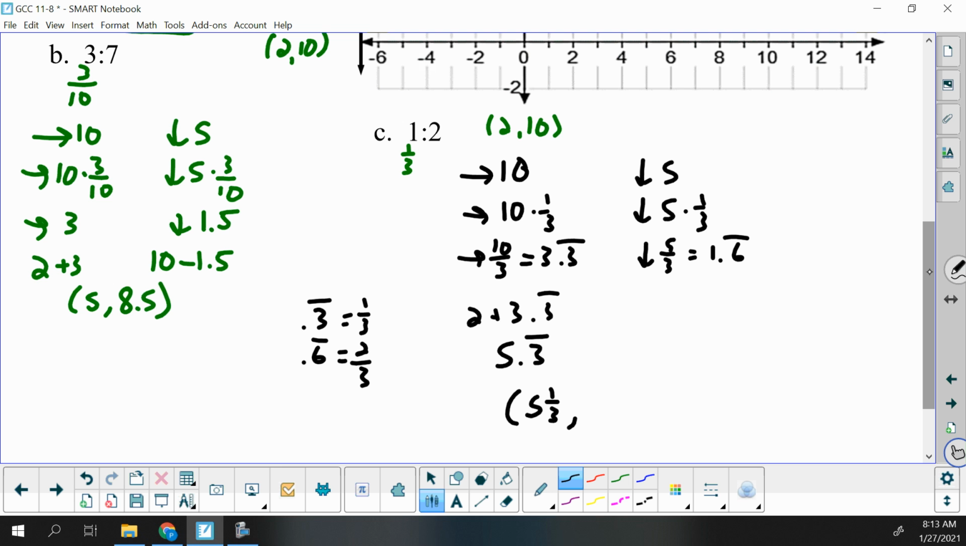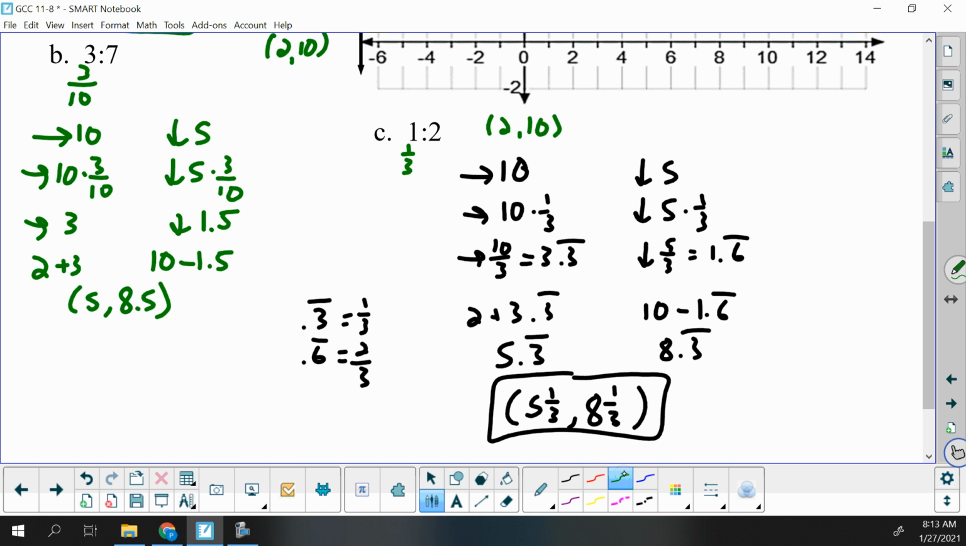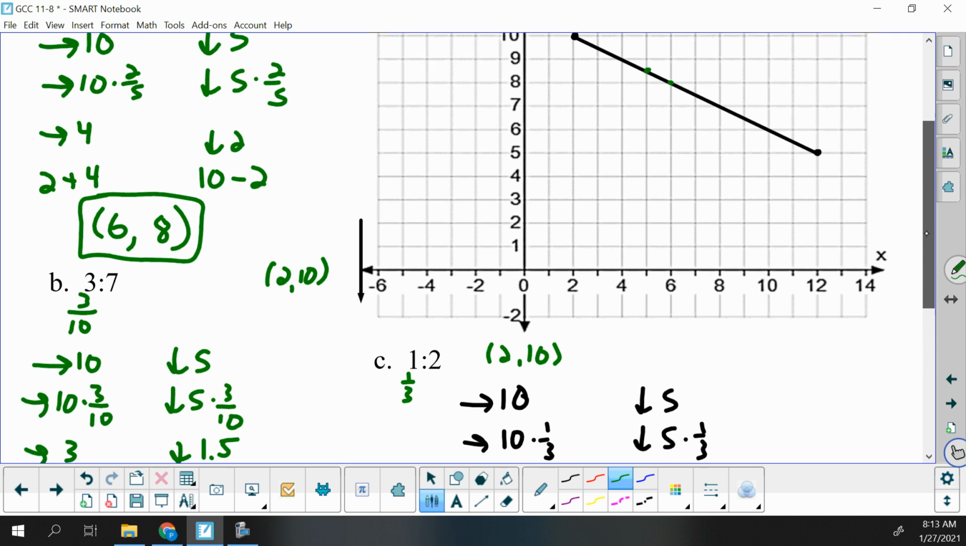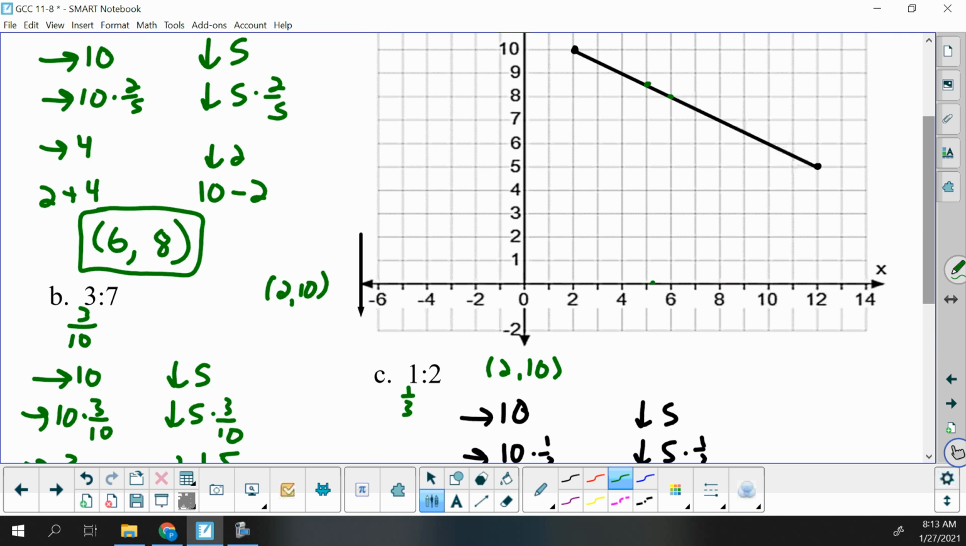In the next one, we are going down, so we were starting with the 10. We're subtracting 1.6 repeating, and that's going to give us 8.3 repeating. Well, again, 0.3 is 1/3, so that's really 8 and 1/3. So that's definitely our most challenging one we've seen so far in terms of the addition and subtraction. Let's see if that point is reasonable. 5 1/3 would be about here. If we go up to our line, 8 1/3 seems like it's reasonable as well.